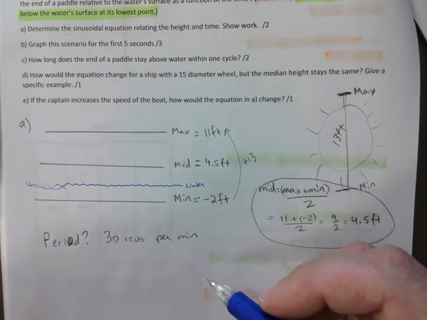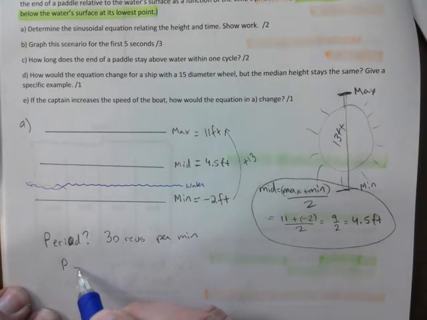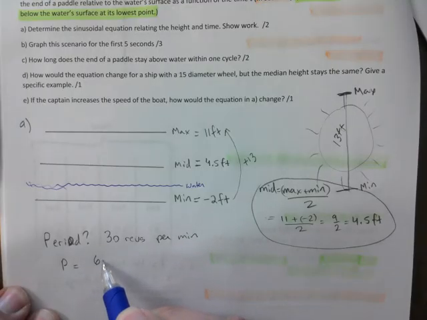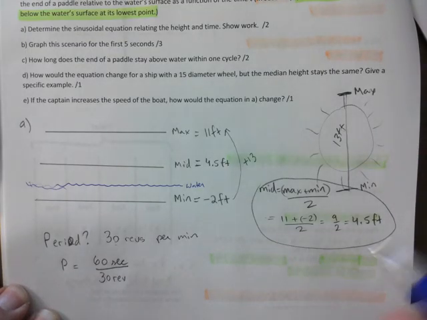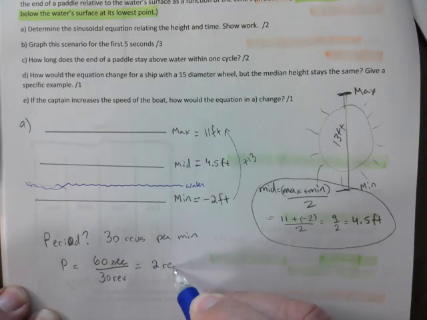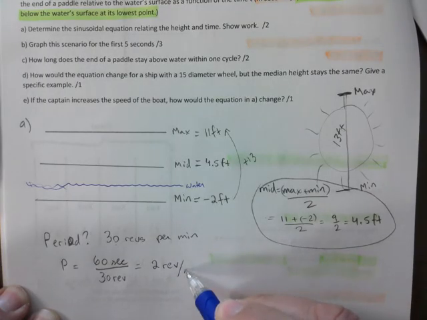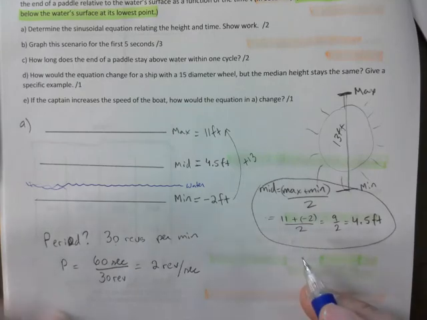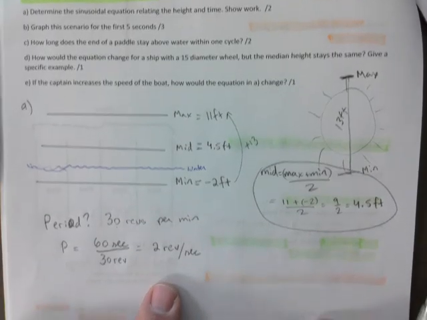But we just want one revolution, right? So period would be 60 seconds divided by 30 revolutions. And that gives us 60 divided by 30 is 2 seconds per revolution. That is the period that we're after.